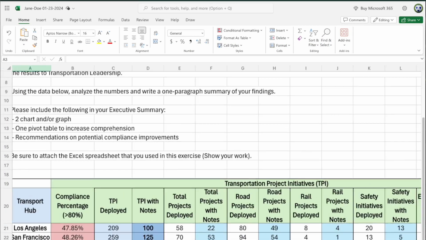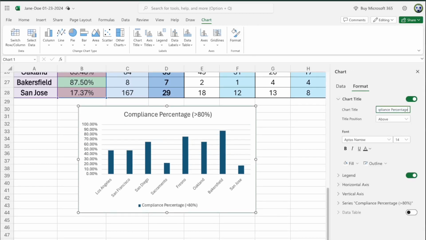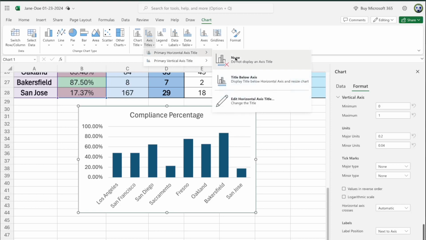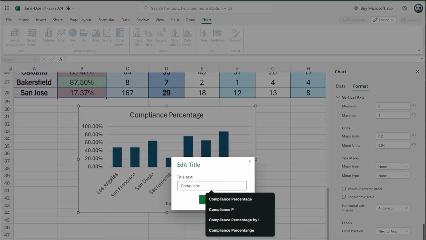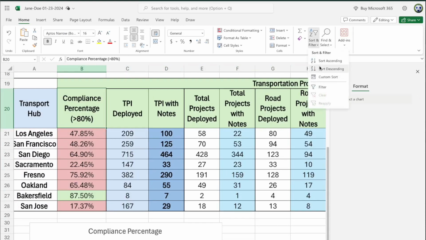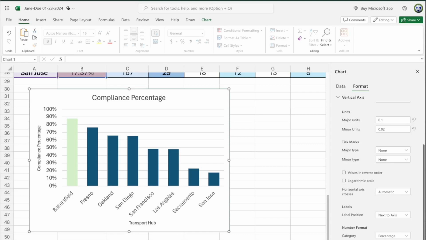We'll start with the bar chart, emphasizing simplicity and clarity. Organizing the cities from highest to lowest compliance percentage makes the data instantly accessible. A clear title like compliance percentage by city is ideal. Applying different colors for compliance above 80% enhances interpretability. And of course, clear axis labels are vital.